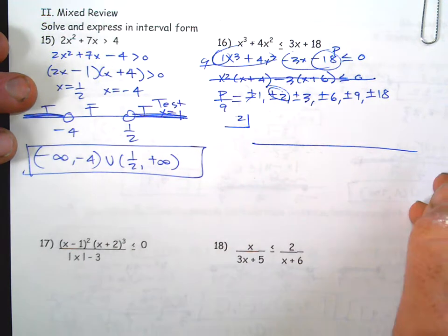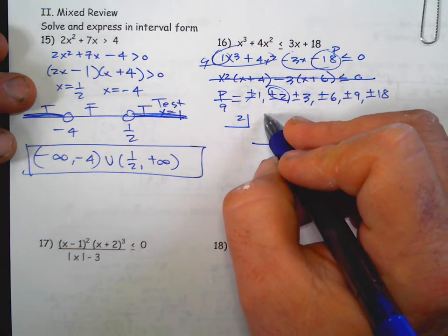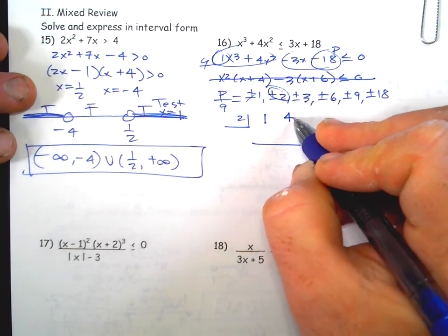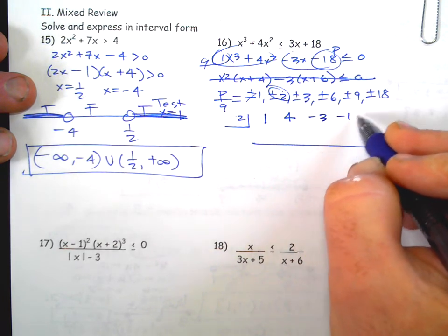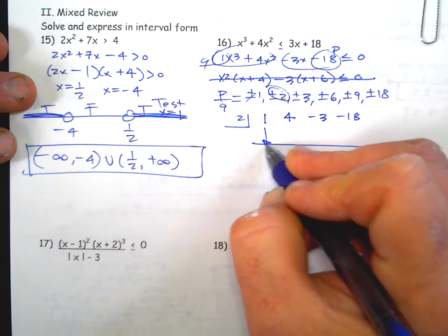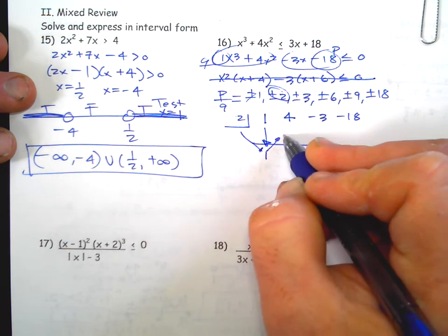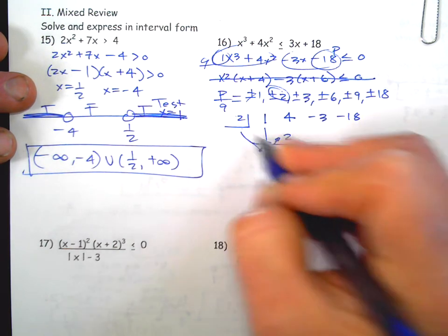So now we're going to use synthetic division. Put all the coefficients in order. If any are missing, put a 0. None are missing this time. Drop the first number down. Multiply by 2. Add these together. Repeat.